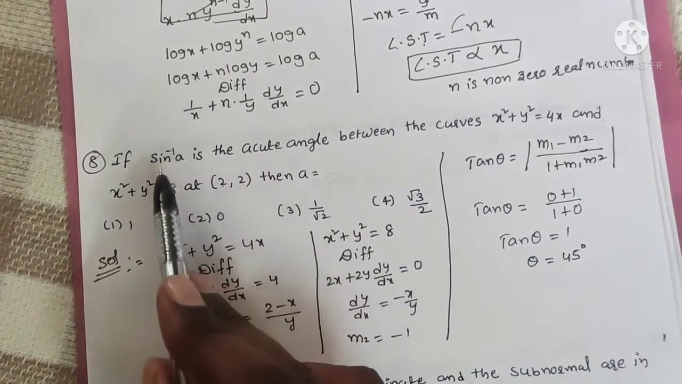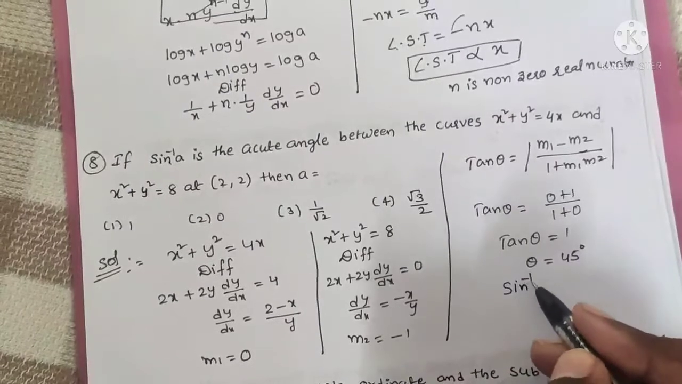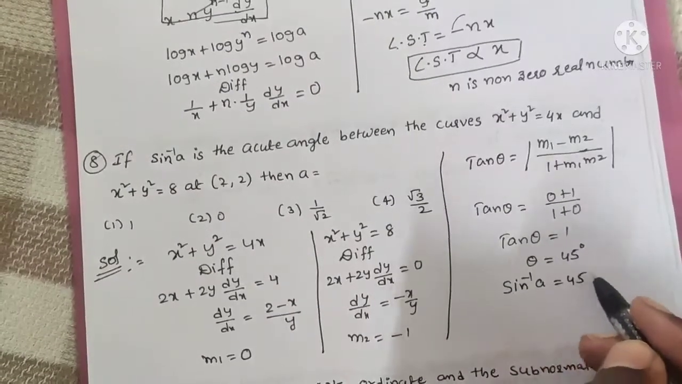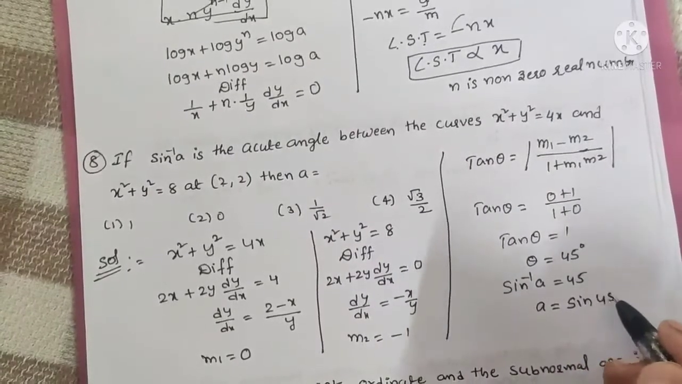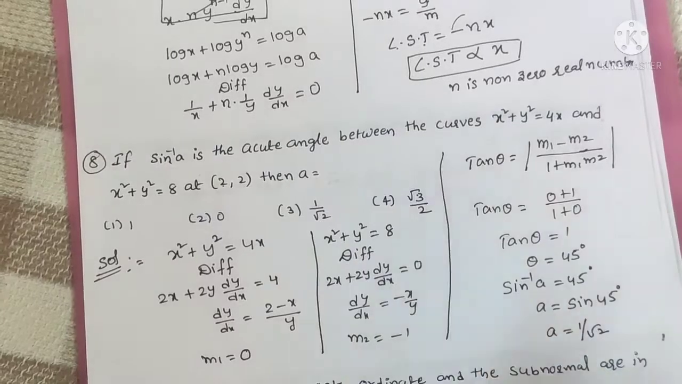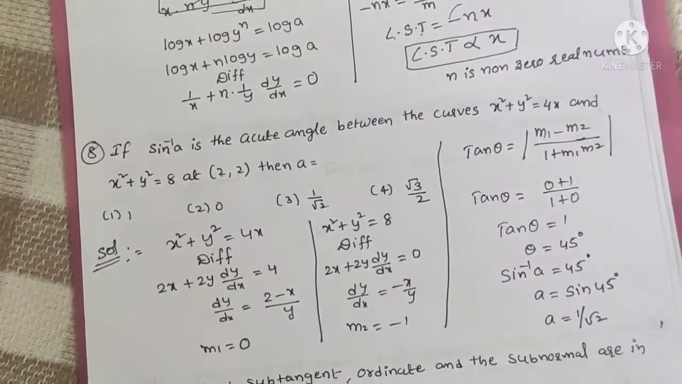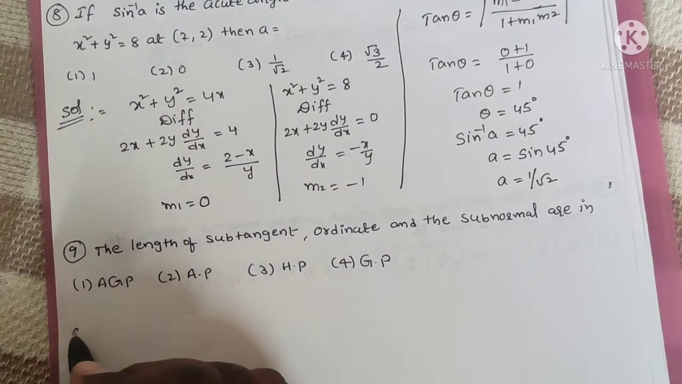But in this question, what is theta given as? Sine inverse A. Then sine inverse of A is equal to 45. Send sine inverse to that side: A is sin 45. The sin 45 value we already know, that is 1 by root 2. That is the answer for question number 8. Next, question number 9.